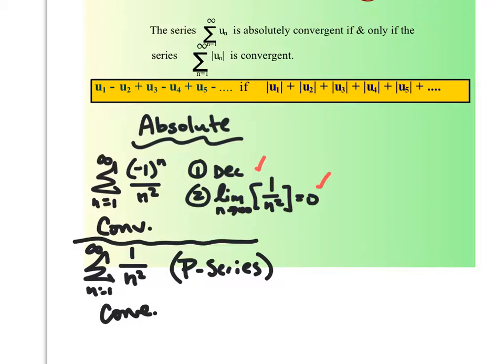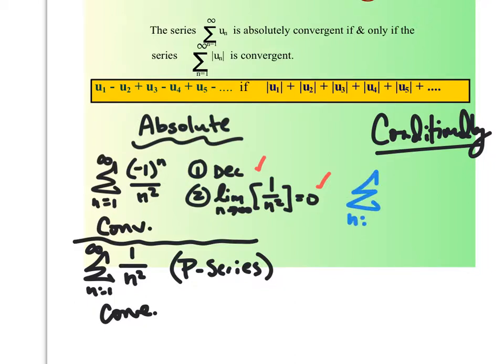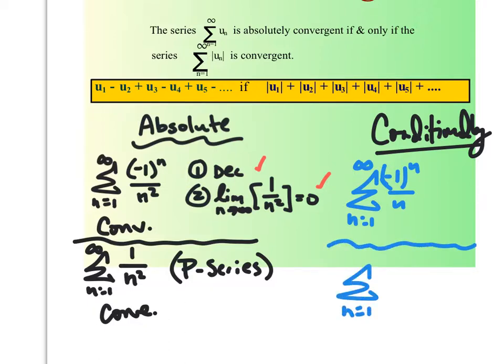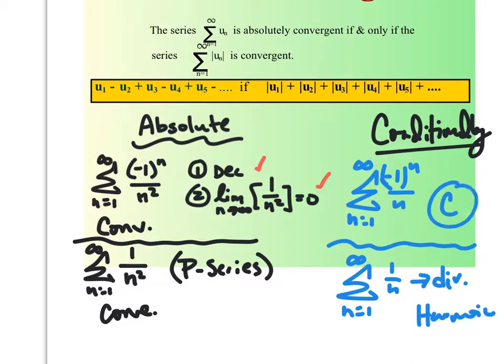If only one of them converges, then it's what we call conditionally convergent. An example of conditional convergence is the following. Okay, this is a classic one. So we know that the harmonic series, if it's non-alternating, is divergent. It's the harmonic series. But the alternating harmonic series is convergent. So this one converges and this one diverges, therefore it's conditionally convergent.